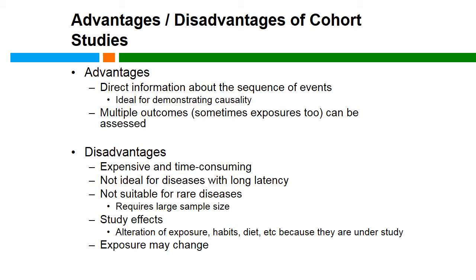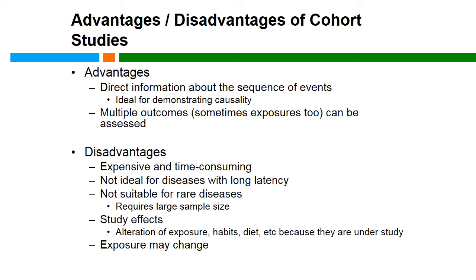So let's wrap up our discussion of cohort studies by summarizing the advantages and disadvantages of the design. On the strength side, cohort studies provide direct information on the sequence of events leading from exposure to disease, and this is essential to claiming causality. Cohort studies also might facilitate multiple outcomes and exposures to be studied.